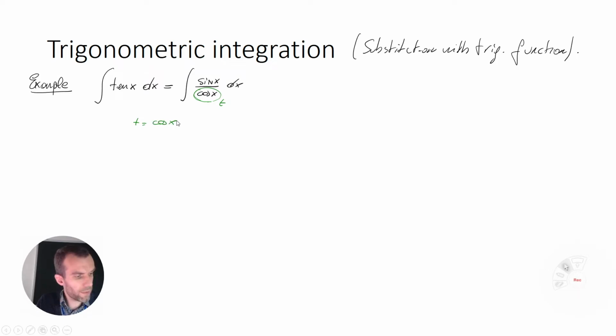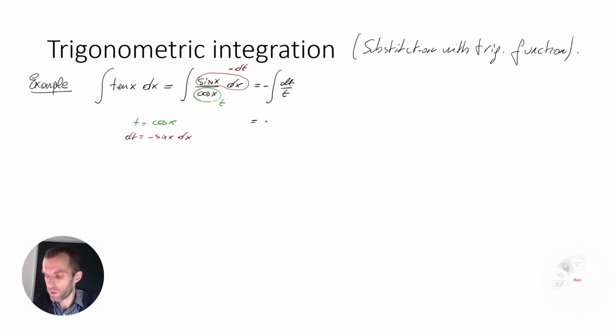t is cosine x. And then dt is the derivative, minus sine of x dx. So we have that sine x dx in our numerator, and those two combine to give us minus dt. So that then reduces our integral to minus dt over t, and that's something that we can solve. This gives us minus logarithm of absolute value of t plus the constant. And now back substituting for t gives us minus the logarithm of cosine x plus the constant.